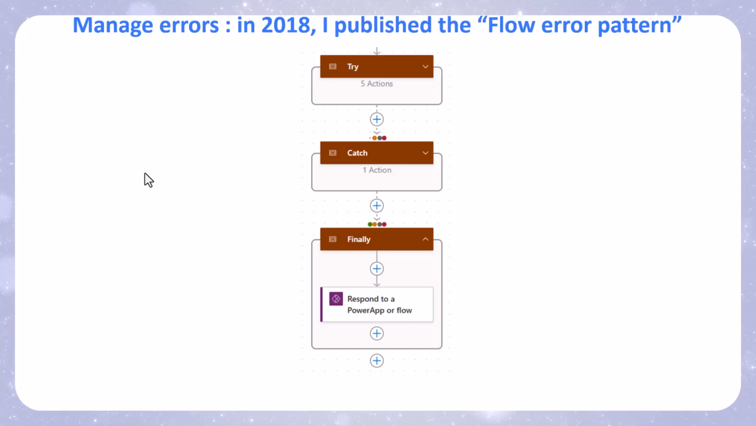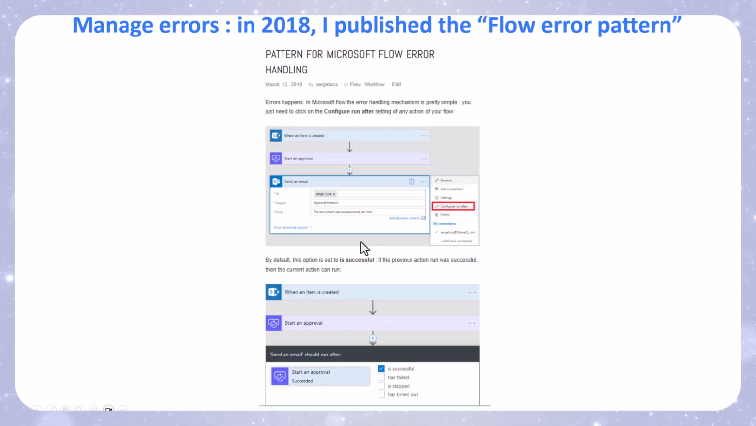Another good practice. In 2018, I published the flow error pattern. The idea is that you group all your code in three scopes: try, catch, finally. Okay. So most of the code is in try. If something goes wrong, you go to catch. And in any case, you go to finally. Right. So this is my blog post at that time.